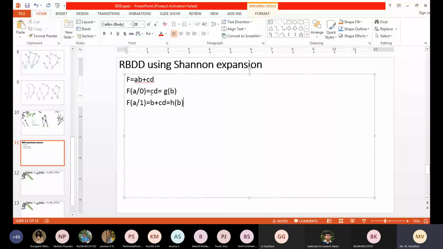Now, what we have to do is take this G. In this, substitute B as 0. Similarly, substitute B as 1 and check what this G of B is. G of B is nothing but CD. In CD, we don't have B at all. Whether I substitute B as 0 or B as 1, I will still get CD. There is no difference.